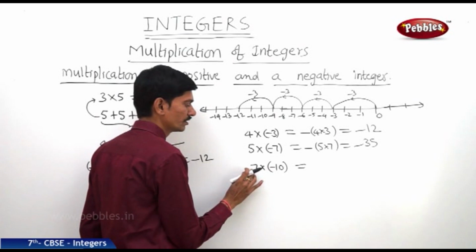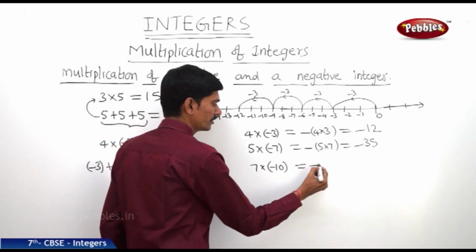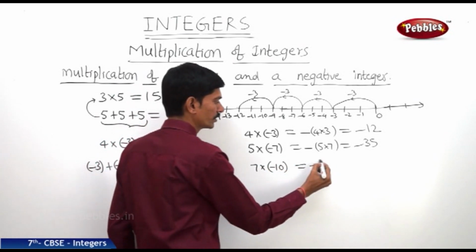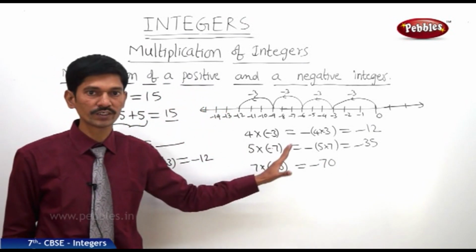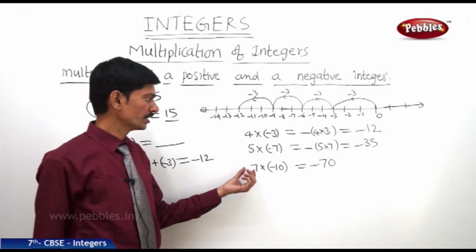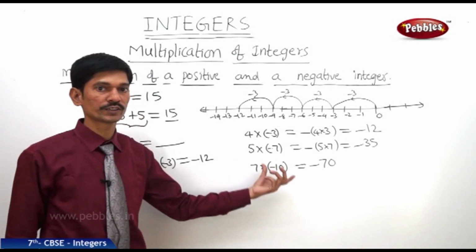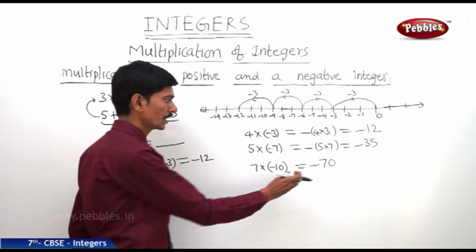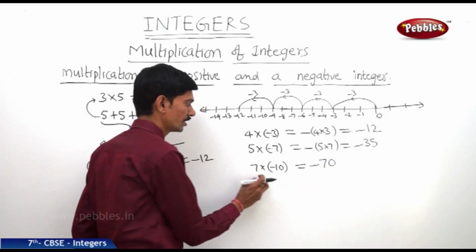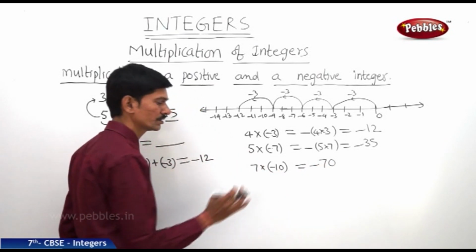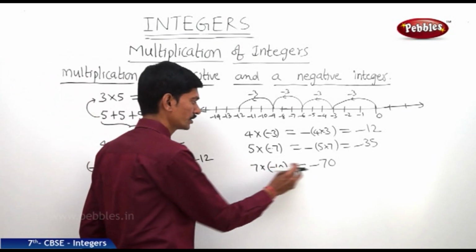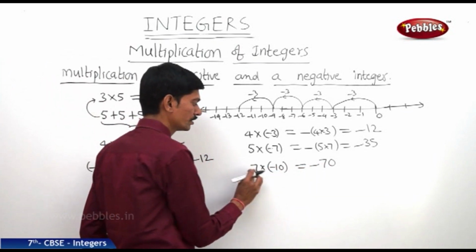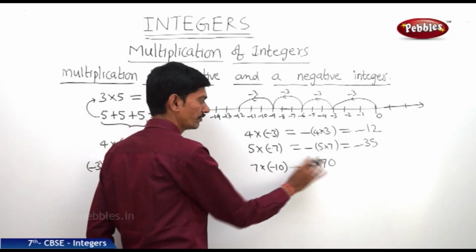So when you multiply here, minus and 7 tens are 70. So when you multiply a positive integer and a negative integer, first you write the negative sign before the product, and just multiply the two numbers as we multiply the whole numbers. So here first you write the negative sign before the product, then just multiply, 7 tens are 70.